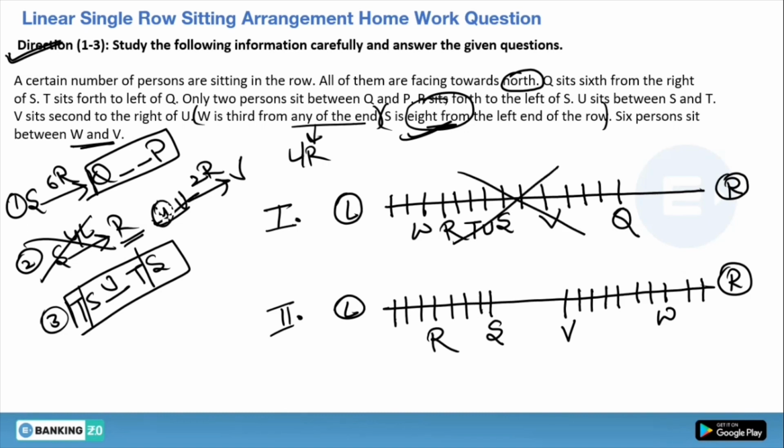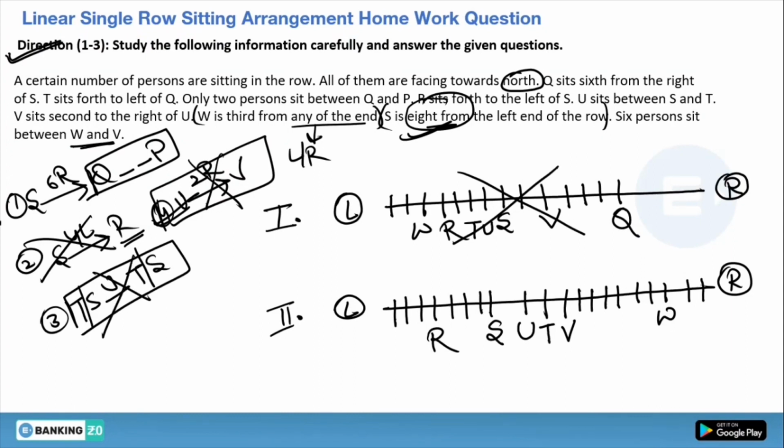Now we can plot this fourth hint in our second case, that is from U second right is V, so 1 and 2, so U will come here. Okay, and we know that between T and S, U is sitting, so S is over here, so T confirmed place will be this side only, because we know the confirmed place of U, that is why T will come on the right side of S only. Okay, so these two hints we have completely plotted.